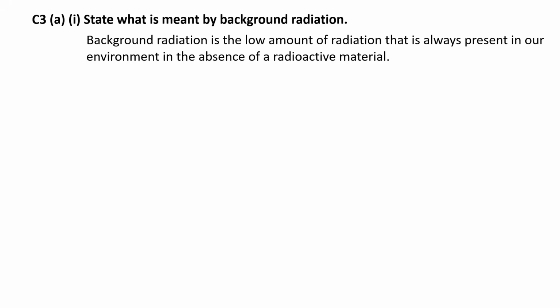So just as I said in the previous revision, there is always radiation in the environment even when we do not have an active radioactive material there. That radiation which is present, we call it background radiation.